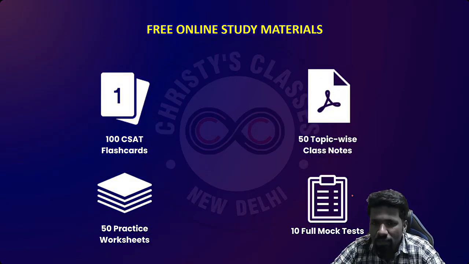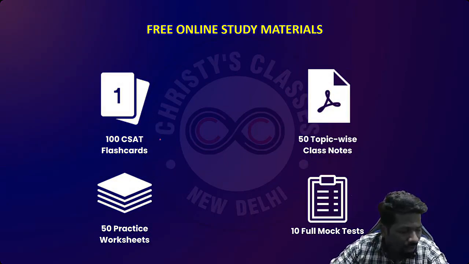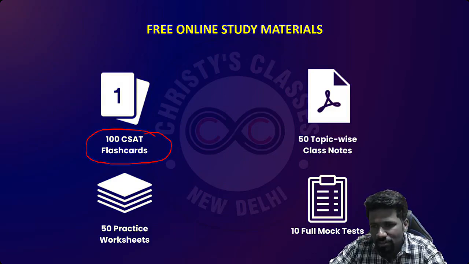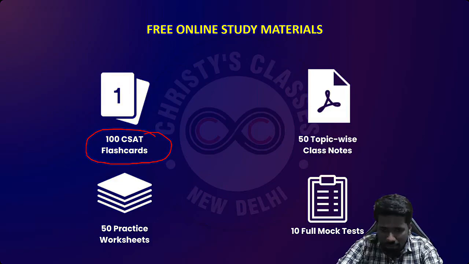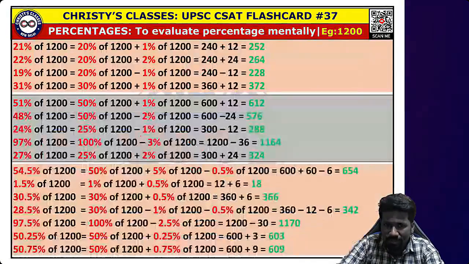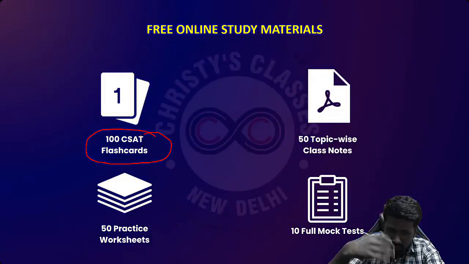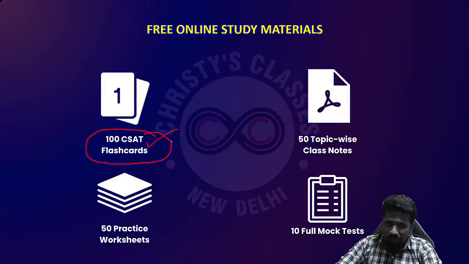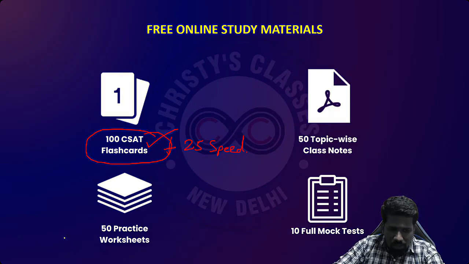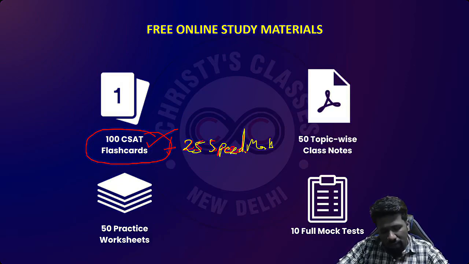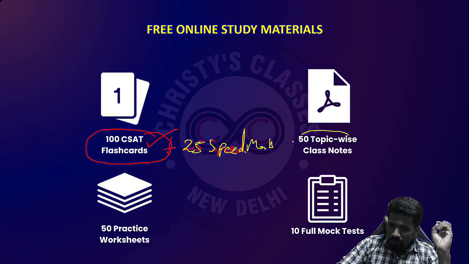And these are the materials you will be getting. The flashcards: I will be explaining concepts through the flashcards so that before the exam, just revising the flashcards itself, you will be remembering all the concepts. These are the flashcards for speed maths. Likewise for CSAT other topics, 100 more flashcards are there. So the CSAT flashcards, plus there will be 25 speed math flashcards also as bonus material you will be getting in the course material. So speed math flashcards and CSAT flashcards, a total of 125 online flashcards you can get as part of this course.